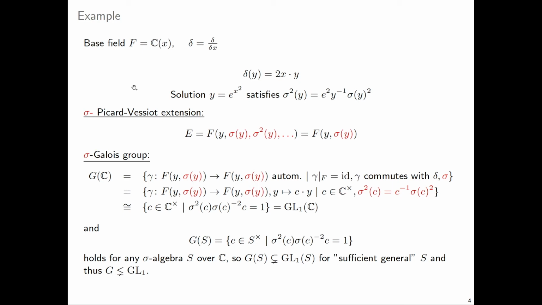Yeah, so I didn't say what the S-rational points are. You also need to consider a group of automorphisms where you extend from the Picard-Vessiot ring from C to S. And then the computations are the same, and you get the same condition. So the sigma Galois group is smaller than the classical differential Galois group.